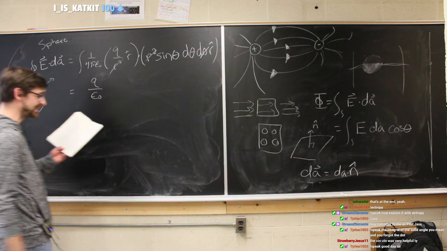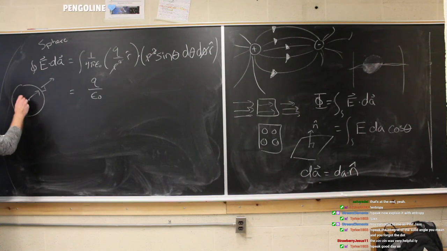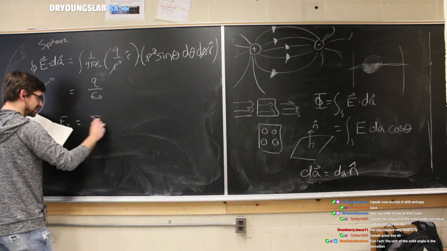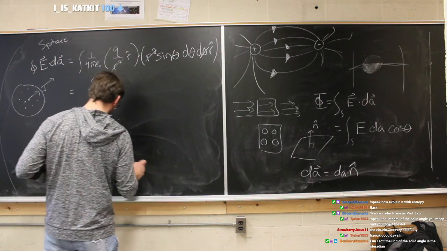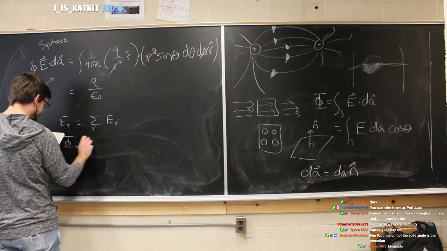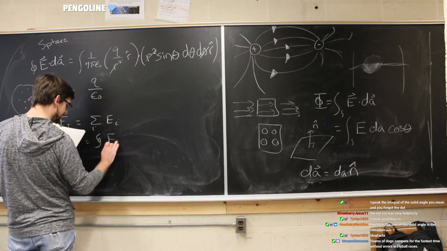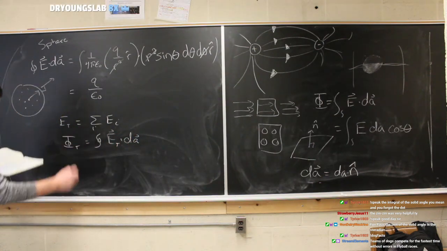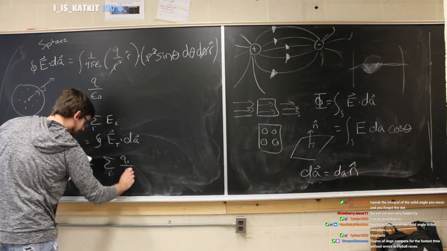So if we know the rules of superposition, now we know that we can do the same thing. If we have many charges in here, charge, charge, charge, they're going to all do the same thing. We talked about the total electric field being equal to the sum of all the electric fields. The flux, of course, then follows. The total flux is equal to the integral of the total electric field dotted with the area. And then subsequently, this is equal to the sum of all of the charges inside the surface.